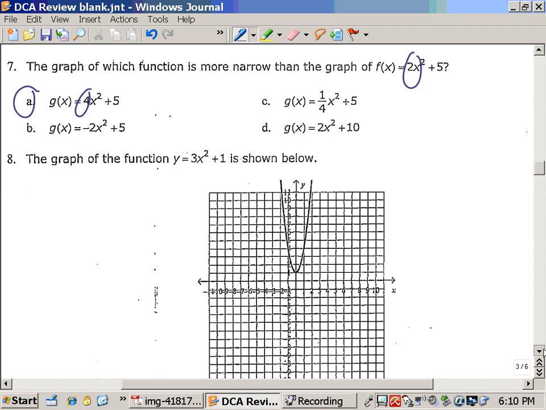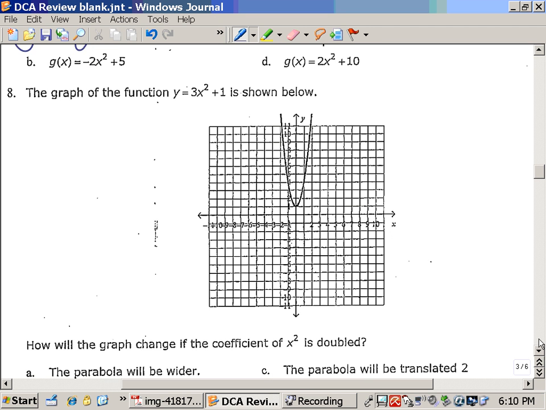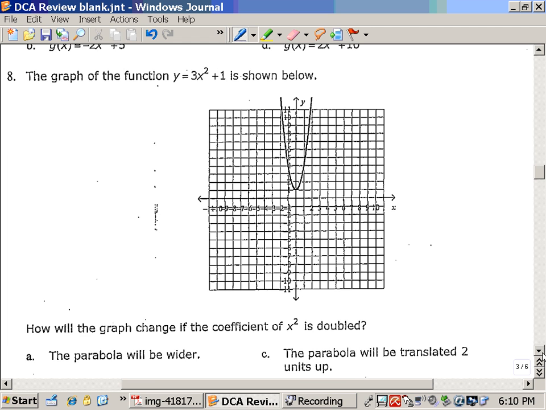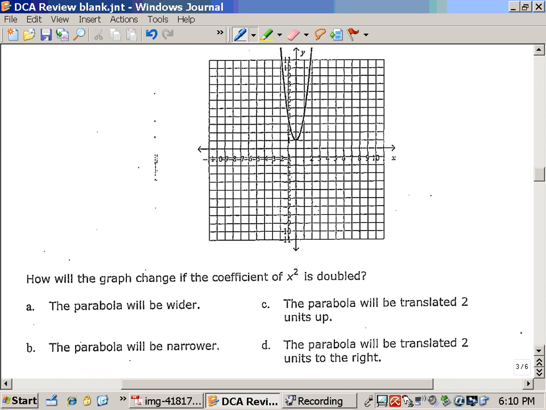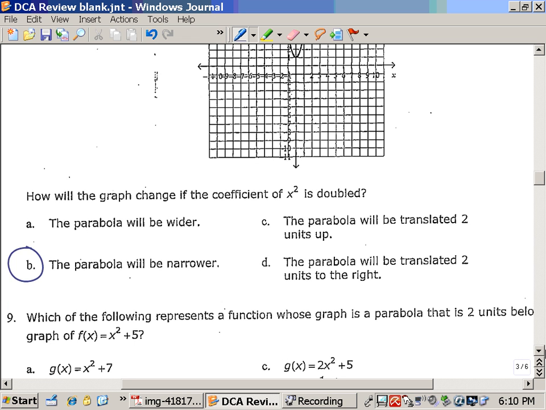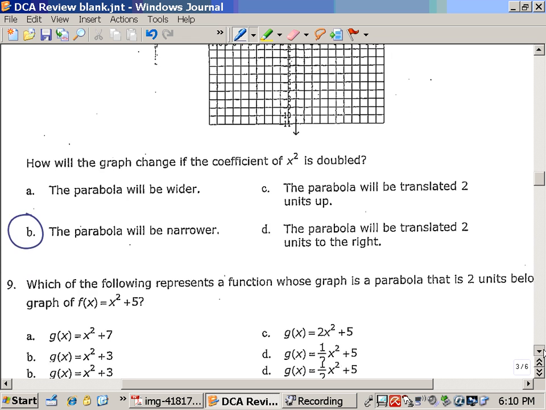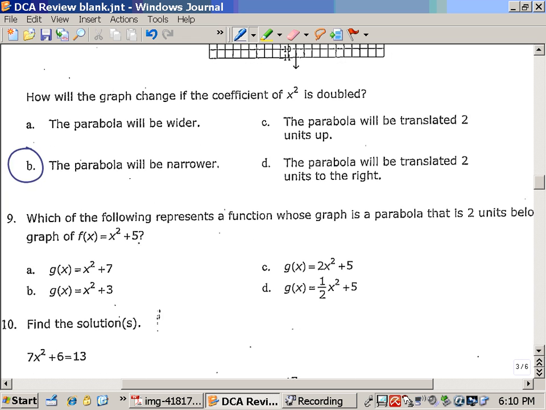Number 8, we have the graph of 3x squared plus 1. What will happen if we double the coefficient? Well, that is going to make it much, much, much more narrow. So the answer is B. On number 9, we have to try to find a graph that is 2 units below. And so that's going to be G of x, which is x squared plus 3. X squared plus 3 is choice B.